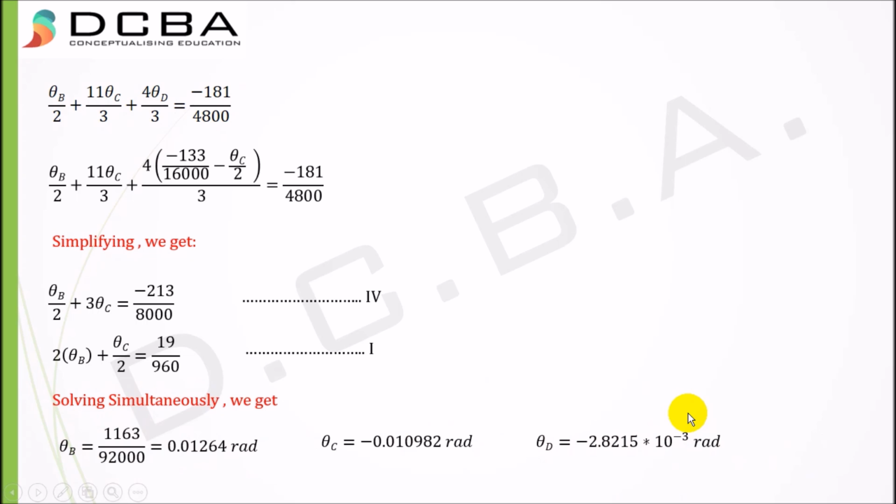Now we just have to substitute these values into our slope deflection equations and we'll get all the moments at particular joints. And here one thing that you have to notice is that positive means a clockwise rotation and negative is an anti-clockwise rotation, which is what our sign convention is.